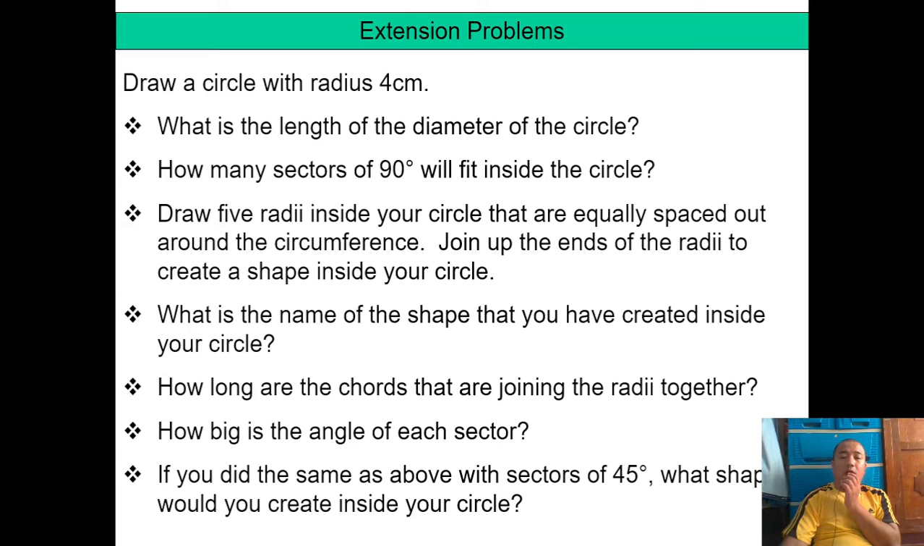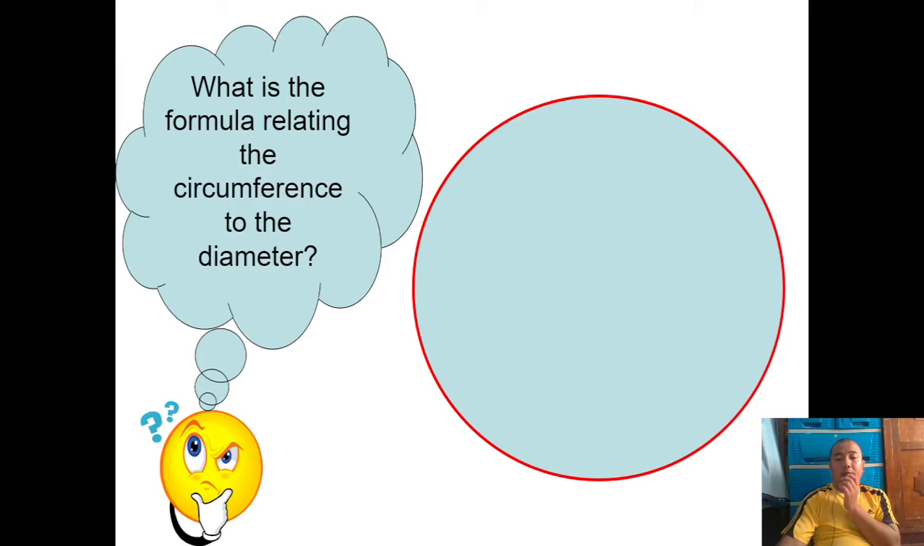How long are the chords that are joining the radii together? How big is the angle of each sector? If you did the same as above with sectors of 45 degrees, what shape would you create inside your circle? Okay, so this is your extension activity. Show nyo lang sa akin. Then we will discuss on our next discussion or next Google Meet.